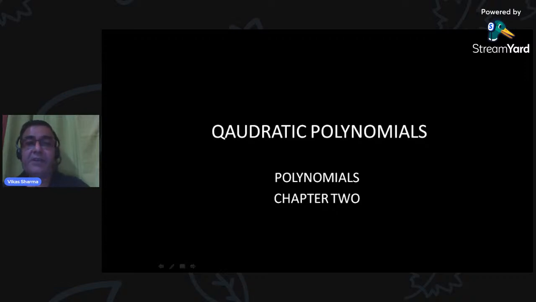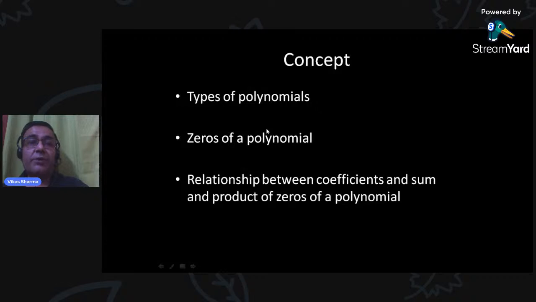So let us get into the first question, or before getting into the questions, let's address some of the concepts of quadratic polynomials. We're first going to talk about the different types of polynomials. There's a linear polynomial, which is always of the form ax plus b. Then there is a quadratic polynomial, which is of the form ax square plus bx plus c. This is the general form.